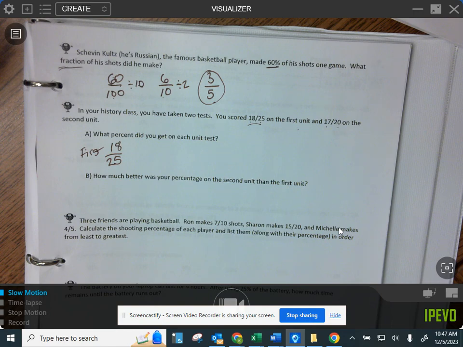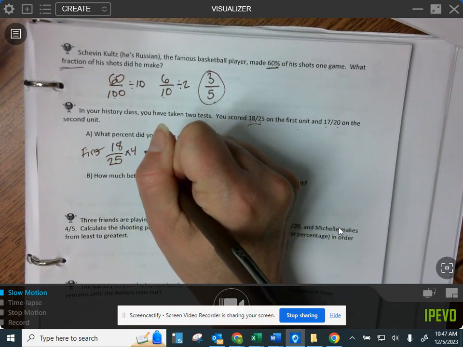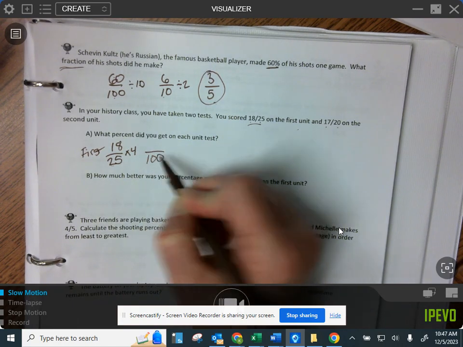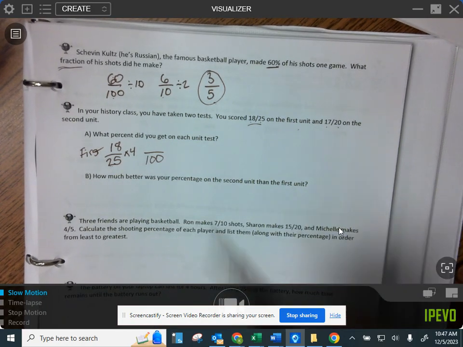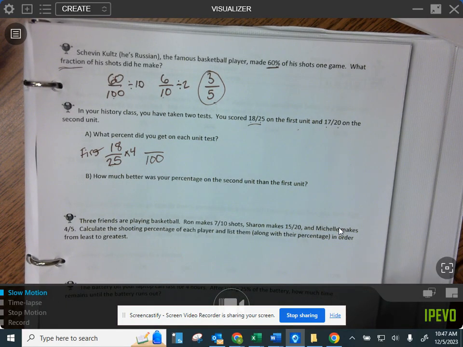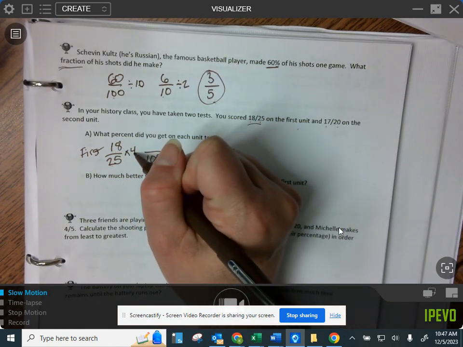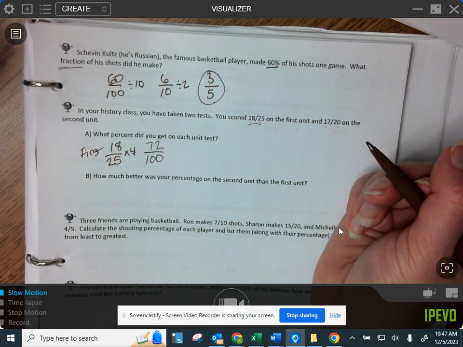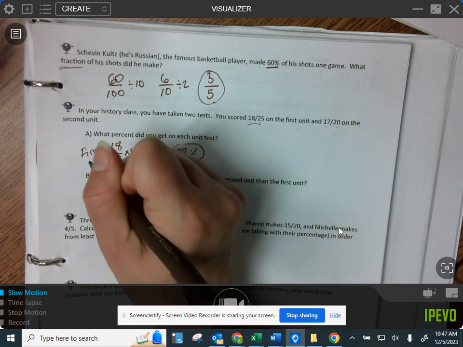I got to multiply by what? Why would I multiply by 4, Layla? 25 times 4 gets us our magic number of 100. So what is my numerator going to be? Is it going to be 18 still? Why not, Liam? Because you multiply 18 times 4 and you get 72. I need to multiply 18 times 4. Whatever I do to my bottom, I have to do to my top. 18 times 4 is 72. So what percent is that? 72%. So that's my answer for the first unit.